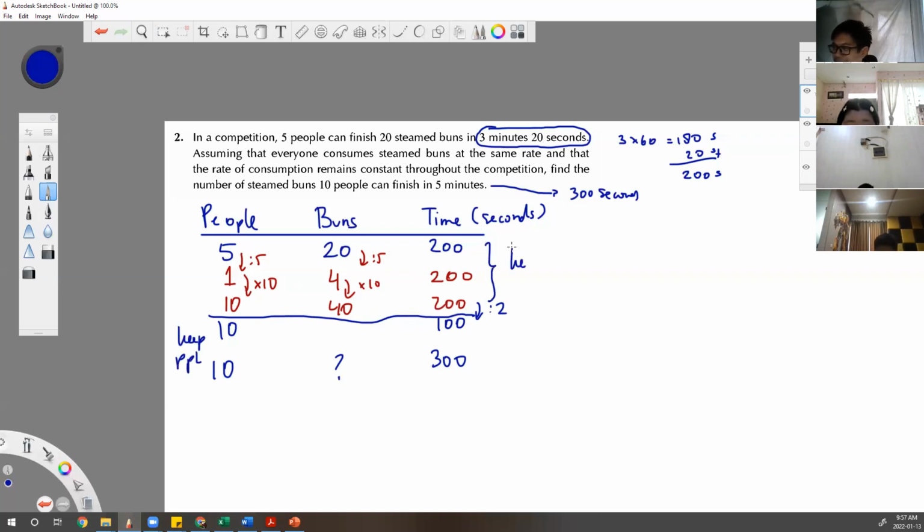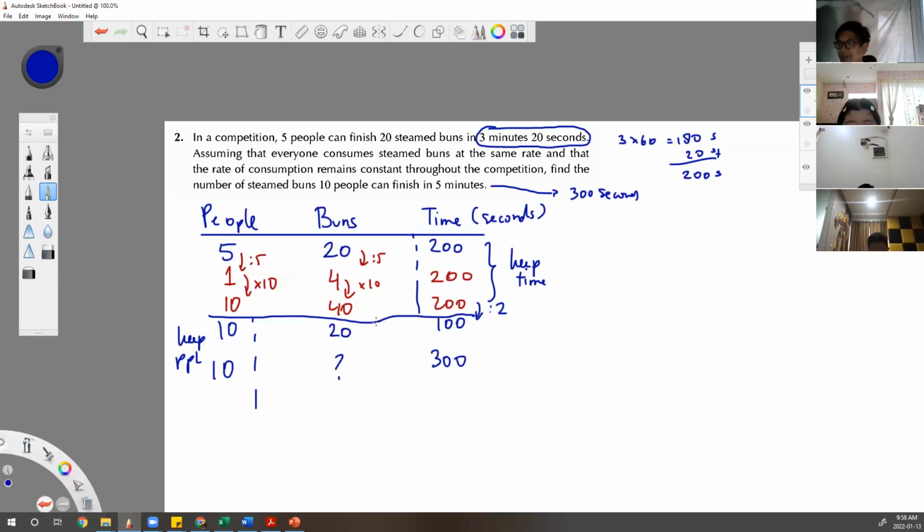Yes, there are rules for this, but it's a bit hard. So think, what if it's 10 people? Just 40, right? 40 buns. The more people, the more buns can be taken. So the more the people, the more buns can be consumed, in the same time, right? Keep the time. See? Now we keep the people. To get 100, from 200 to 100, divide by 2. The less the time, the lesser the buns. The more time, the more you can eat, right? But the less the time, the lesser buns can be eaten.